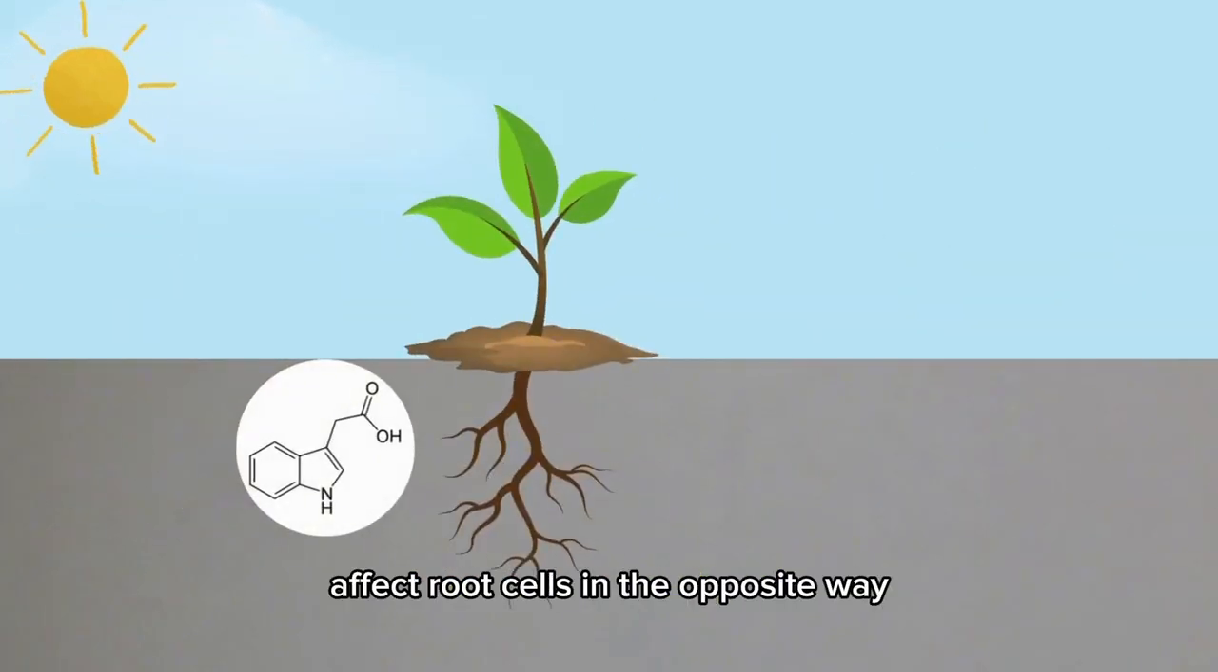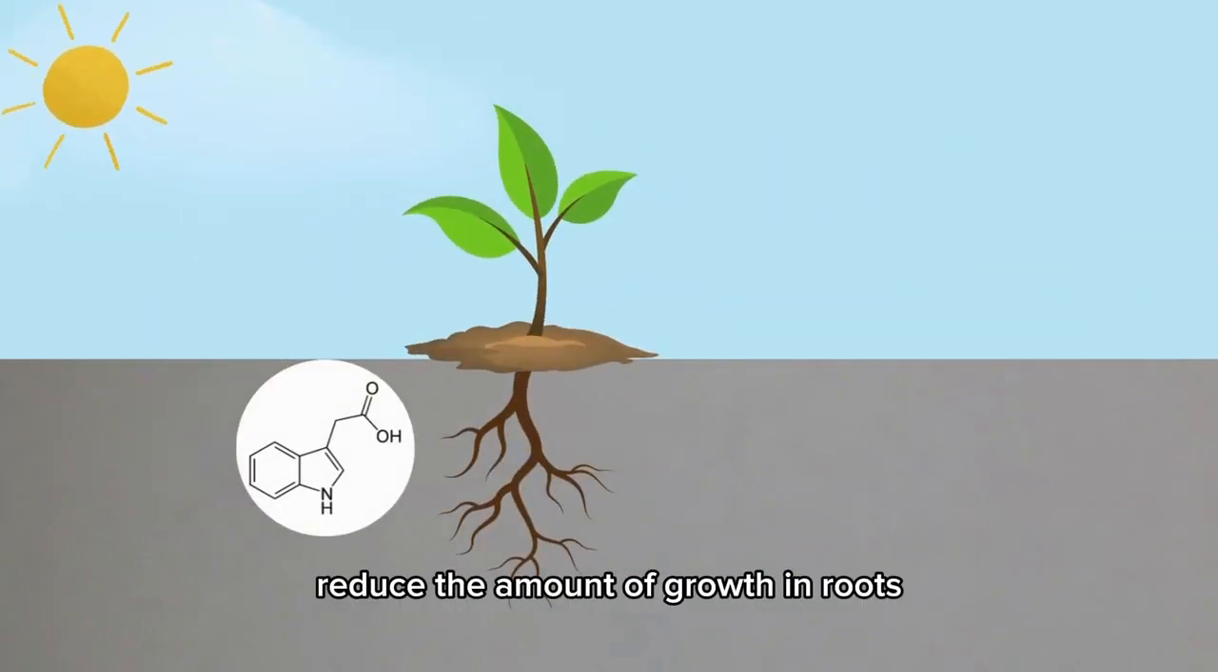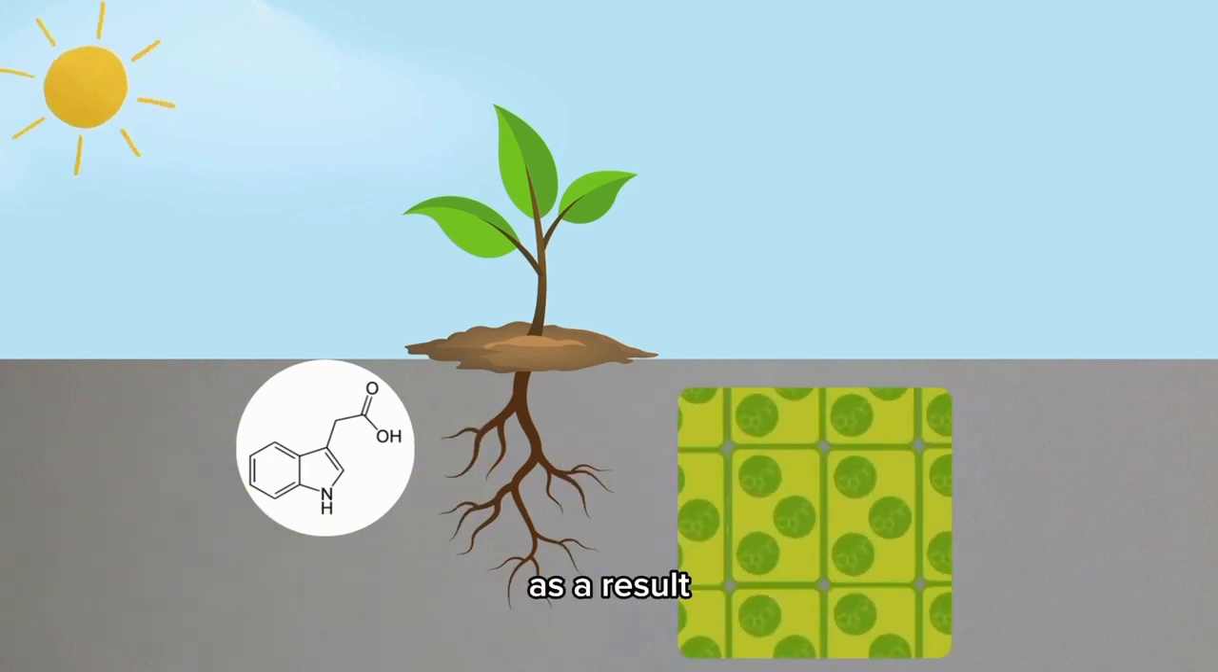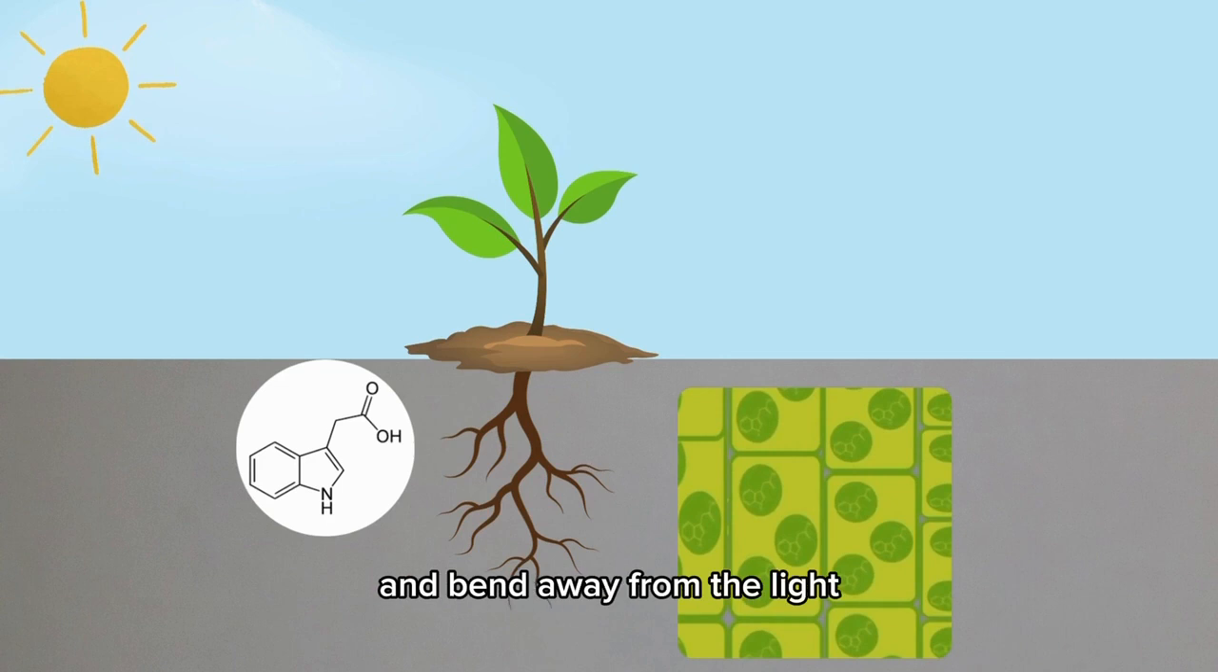Auxins affect root cells in the opposite way. Auxins reduce the amount of growth in roots. Roots that are shaded develop slower because they contain more auxin on that side. As a result, the root's bright side can spread farther and bend away from the light.